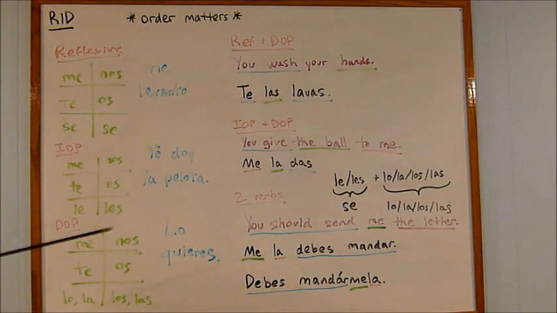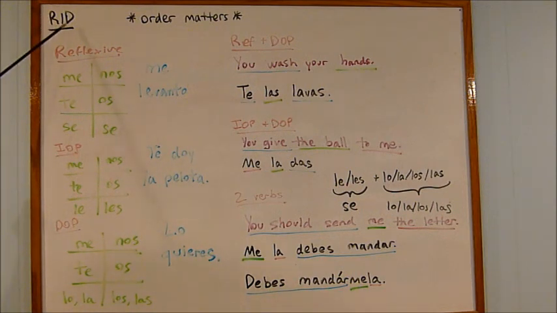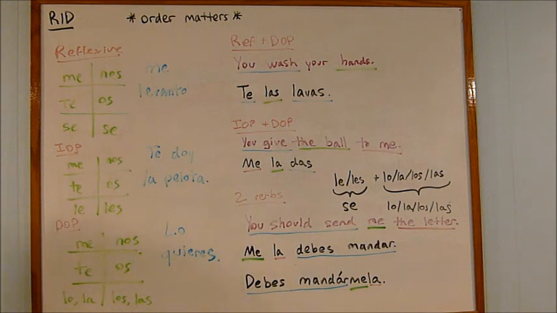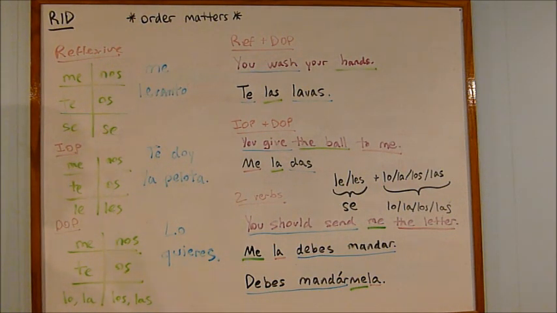Okay, you can use two pronouns of different types in the same sentence. When you do this, the order does matter, but that's not hard to remember because you just go in this order: RID, reflexive, indirect, direct. So if I said you wash your hands, to wash oneself is a reflexive, lavarse. As you can see here, I color-coded and underlined them. If I said you wash yourself in general, it would just be te lavas.